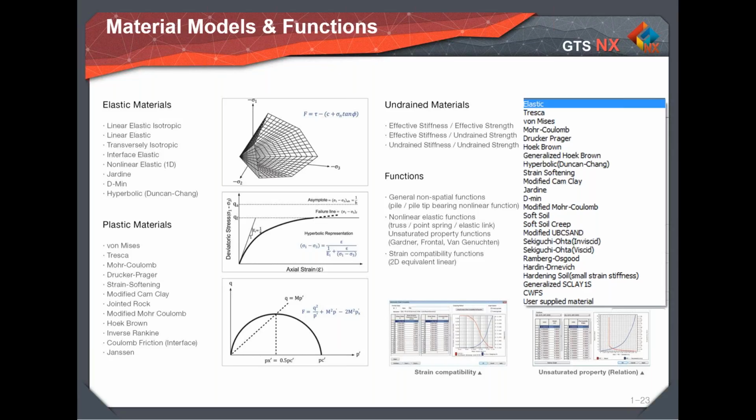Also, as we can all agree, sometimes these material models might not be enough to simulate the real field condition. So you have the option of writing your own material model code using the Fortran language. We call it user supplied material, and that can be used for analysis and simulating the actual ground behavior. So there is flexibility in the program to add any material model on your own.